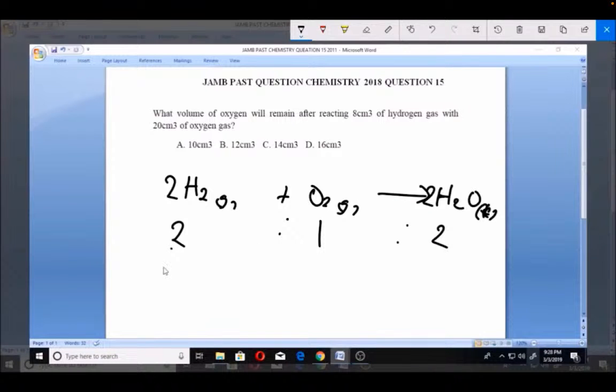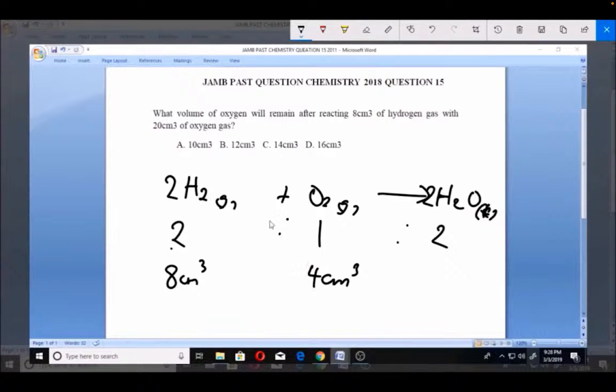Therefore, if you have 8 cm cube of hydrogen, you're supposed to have 4 of oxygen, because oxygen is always half of hydrogen. So when it was 2, this is 1. So when it's 8, this should be 4.